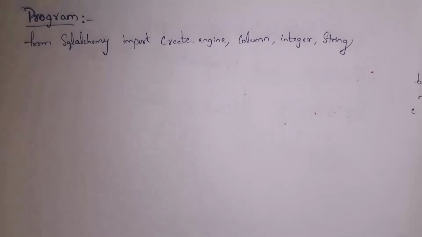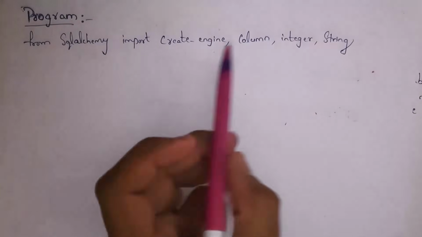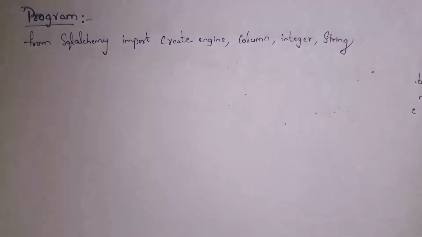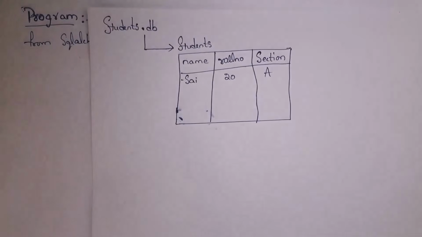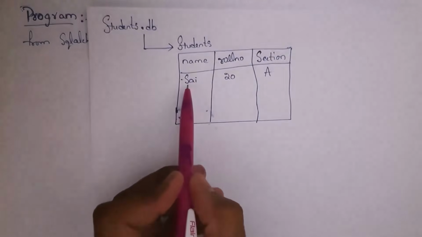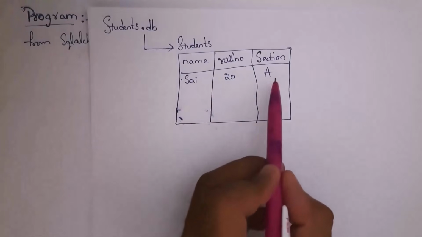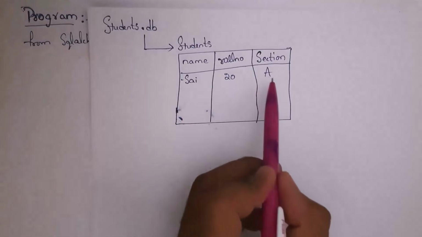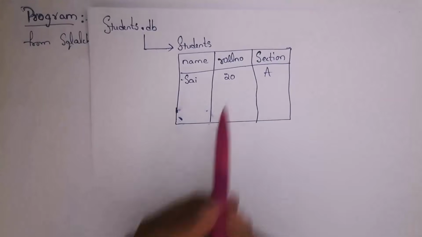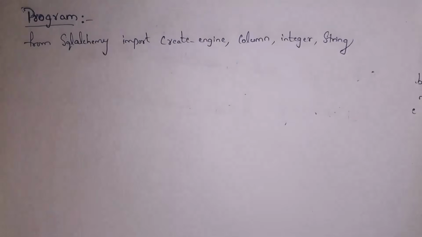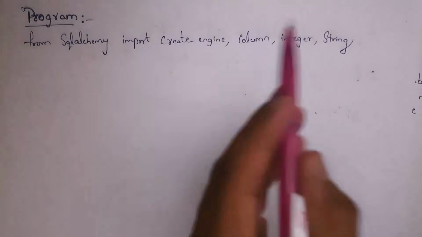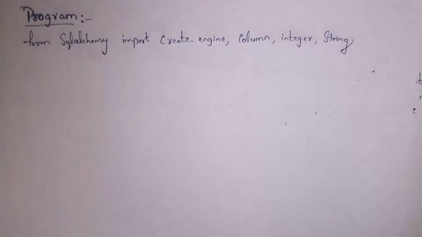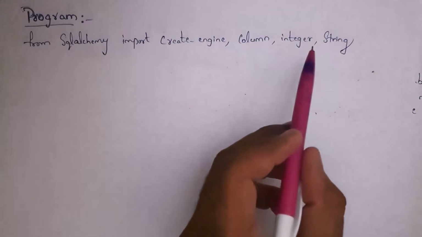So I wrote here create_engine, comma. By using Column we can create columns. Inside the columns I want to insert name Sai, roll number 20 and section A, where Sai and A are strings, and similarly 20 is an integer value. Similarly inside the table I want to insert a column, an integer value and a string value. So I wrote here Column, comma, Integer, comma, String.